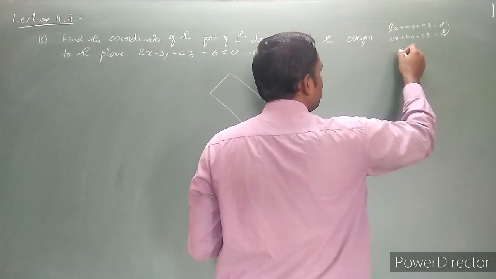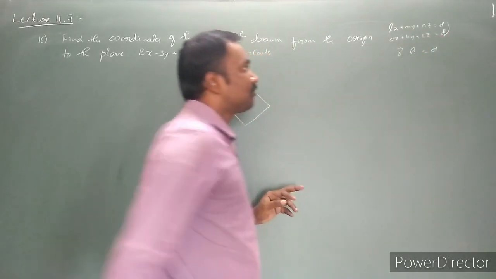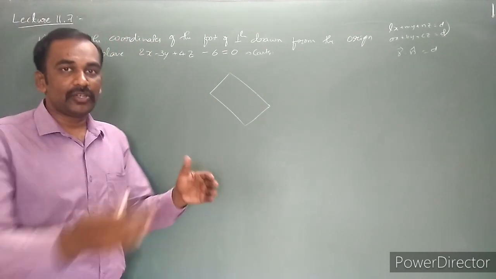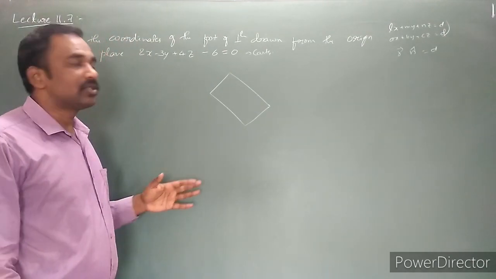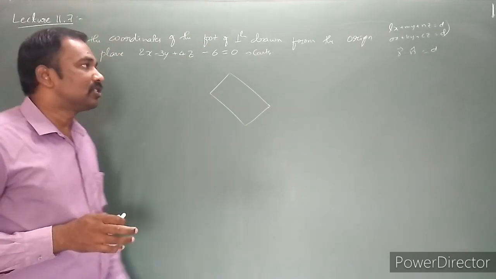What is the vector form? R dot n cap is equal to d, where n cap is the unit vector perpendicular from the origin to the plane, and R bar is the position vector of any point on the plane.